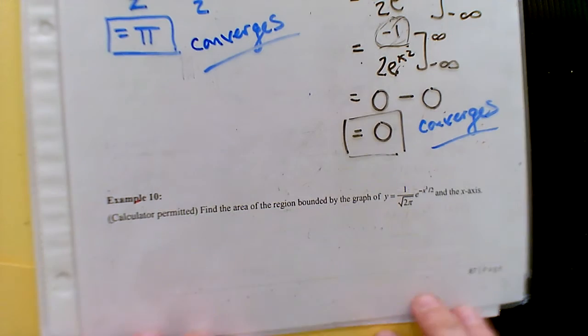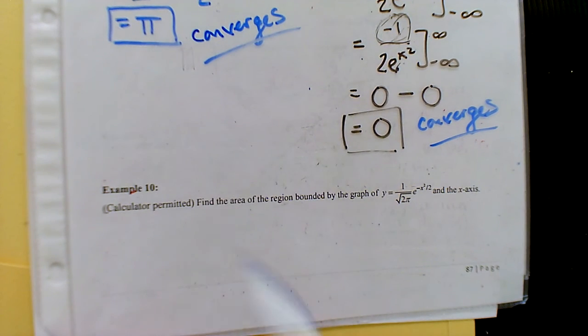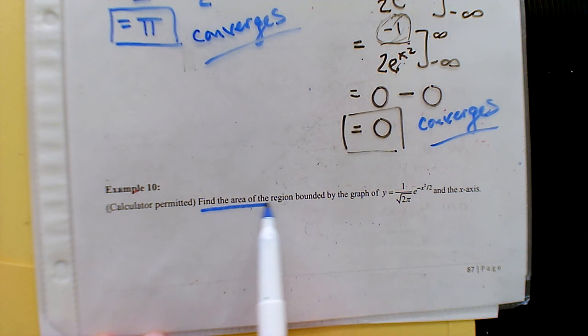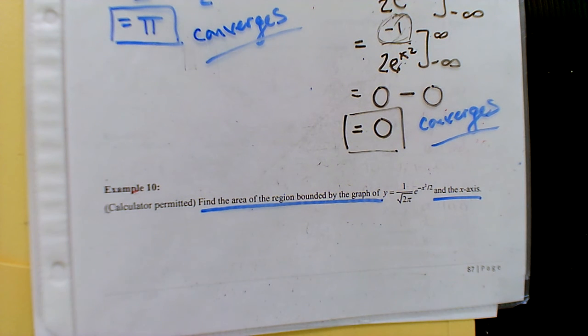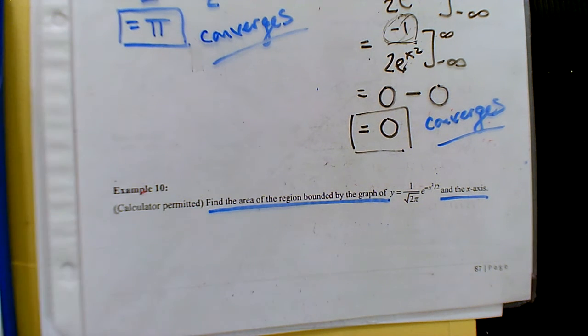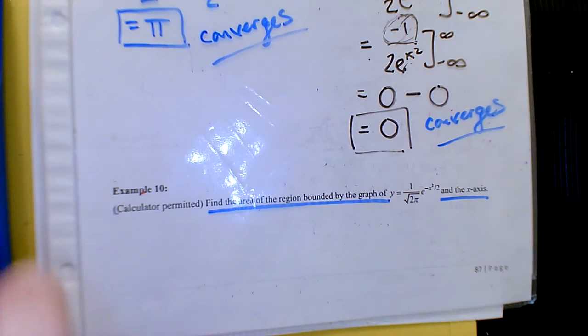Let's try calculator one. These are always the easier ones to do because you just type them in. Find the area of the region bounded by the graph and the x-axis. So let's get a picture of it first. Can we type that in?